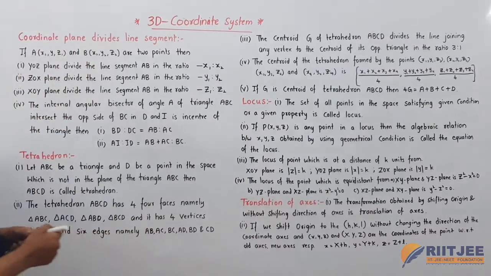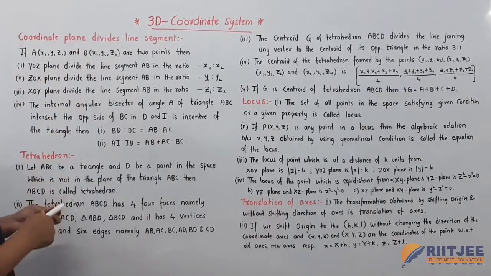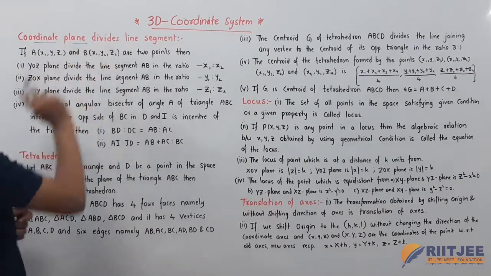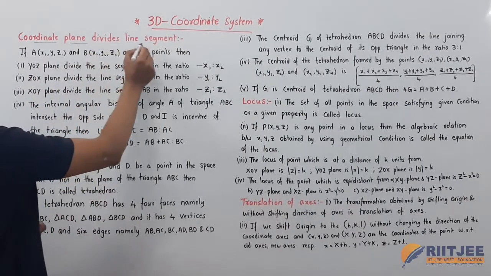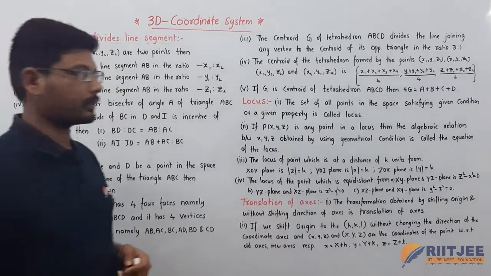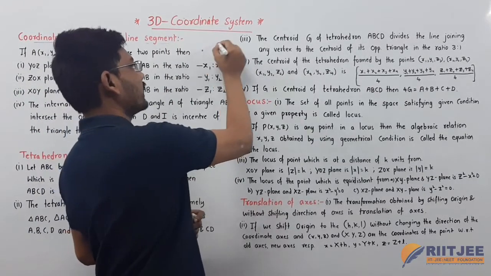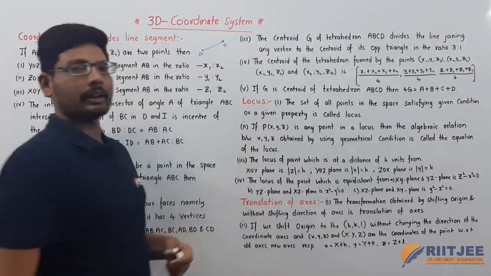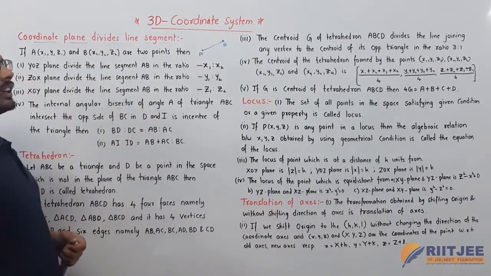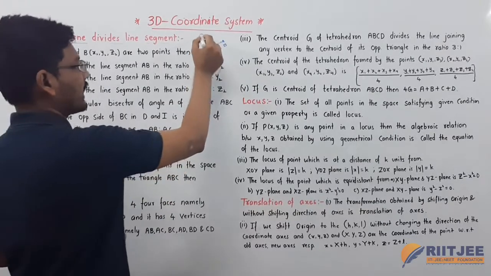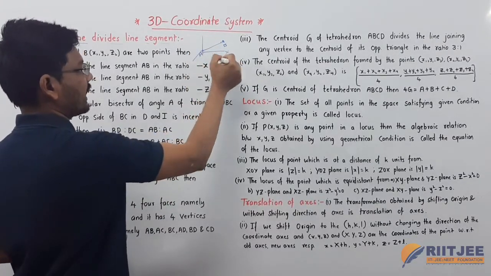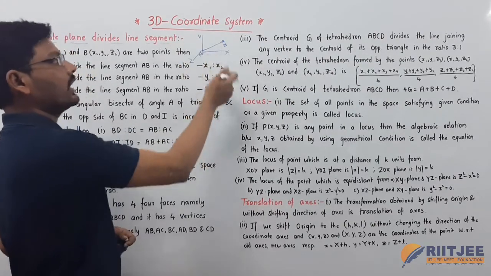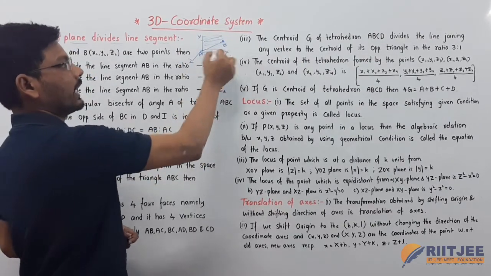And the next topic is coordinate planes dividing a line segment in 3D. I am taking a line segment AB here. This line segment AB divides the coordinate planes. For example, this is the coordinate system, this is x, y, z. A line segment is dividing a plane here, the xy plane.